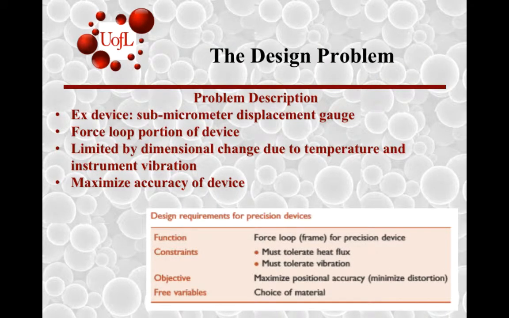So our design is going to be limited by the distortion due to temperature variance and instrument vibration. So our material must be able to tolerate heat fluctuations and the vibrations, which would maximize the accuracy of the device and minimize the distortion, with our free variable being the choice of material.